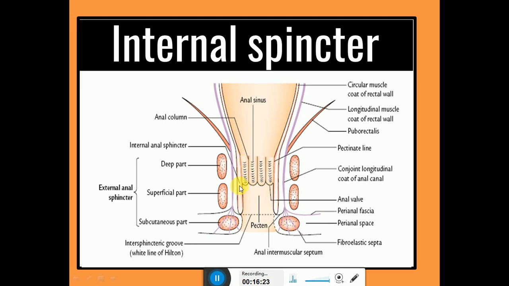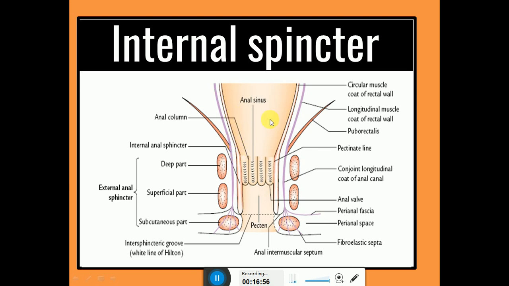This whole is the internal anal sphincter. It is nothing but the circular muscle coat of the anal canal, and this sphincter is involuntary in nature. As you can see, it is covering the upper 2/3 part of the anal canal. At the lower level, it is limited till the white line of Hilton.